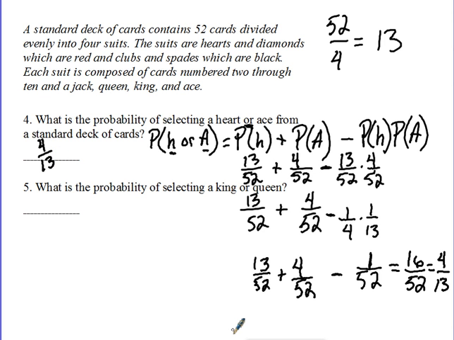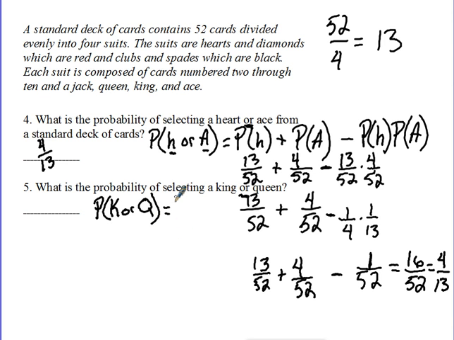Okay. Let's take a look at number 5. Here we have that word or again. It's the probability of selecting a king or queen. Again, the first thing we have to ask ourselves, could both things happen at once? If I drew one card, could it be both a king and a queen? And in this situation, no, it cannot. So this one will be a mutually exclusive model.